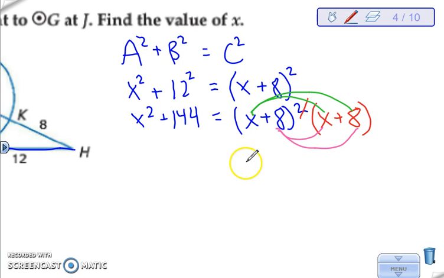So x times x gives me x squared. 8 times x gives me 8x. When I distribute the 8 to the x, it gives me another 8x. And then the 8 and the 8 multiply to 64.